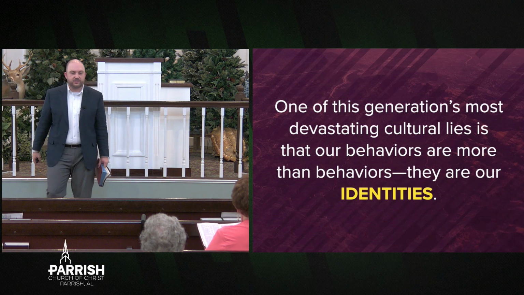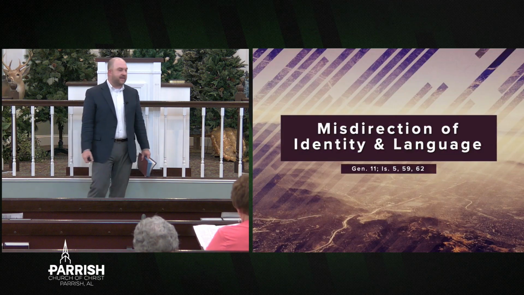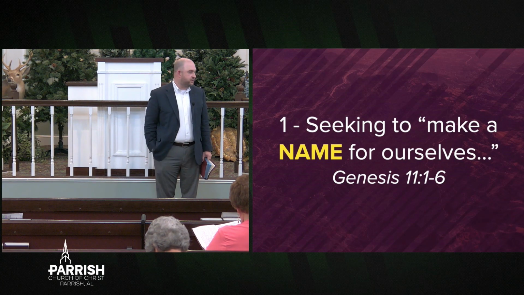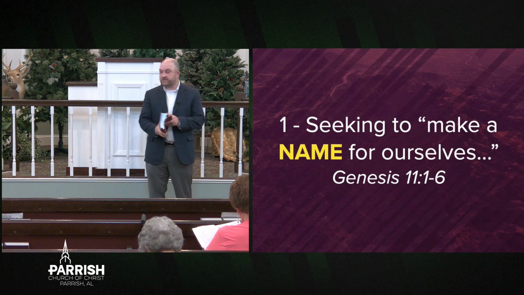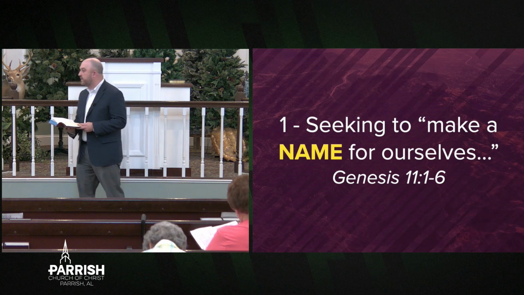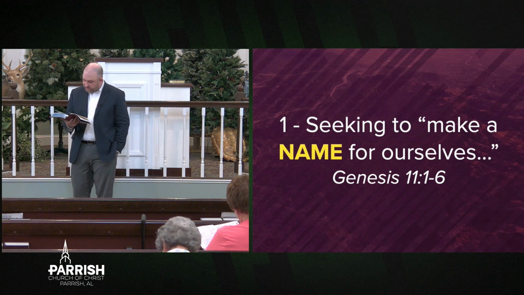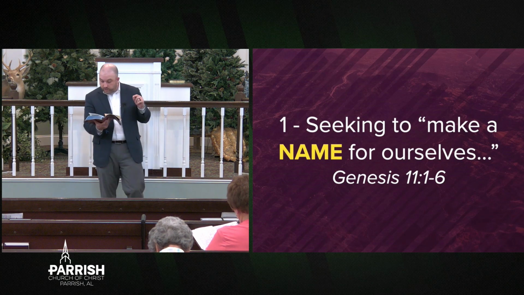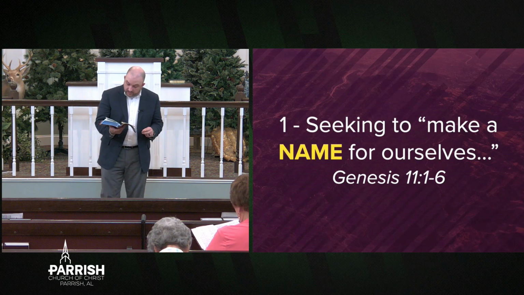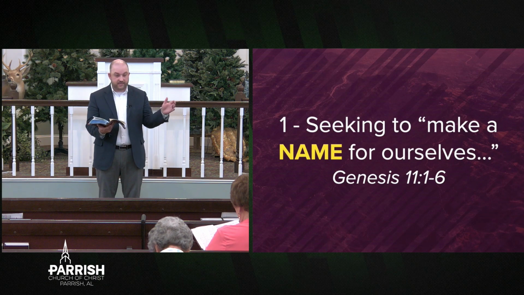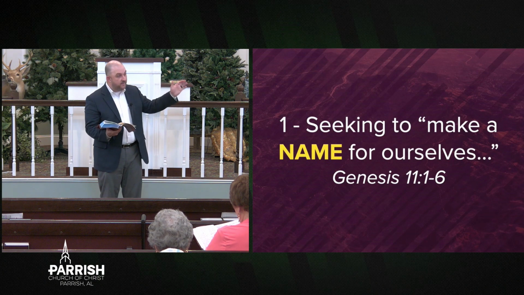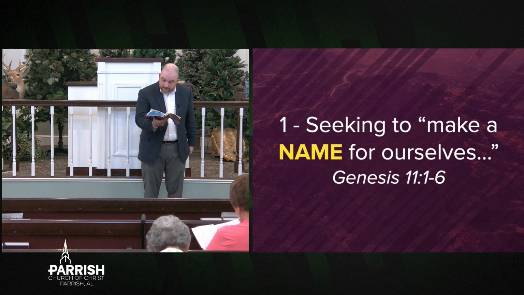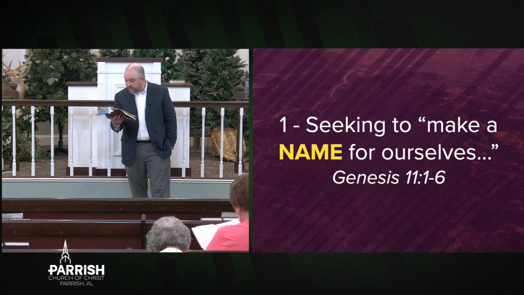Now let's look quickly at Genesis 11 just to see the process that can happen and how it relates to language. So notice just how tempting it is for us to seek to make a name for ourselves. This is what they do after the flood, Genesis 11, the Tower of Babel incident. Let's read verse 1. Now the whole earth had one language and the same words. And as people migrated from the east, typically in the Old Testament when you see east, that's an ominous signpost for direction away from God, they found a plain in the land of Shinar and settled there.